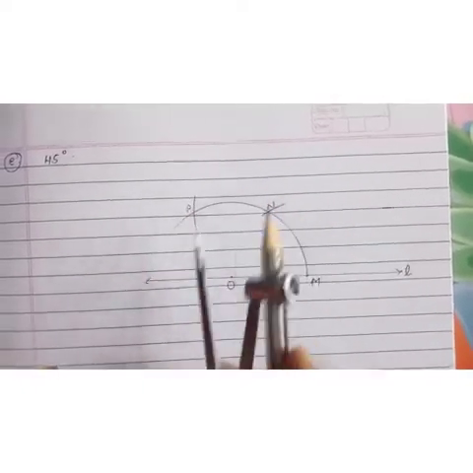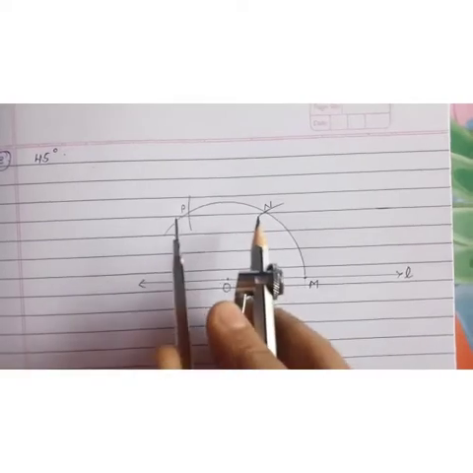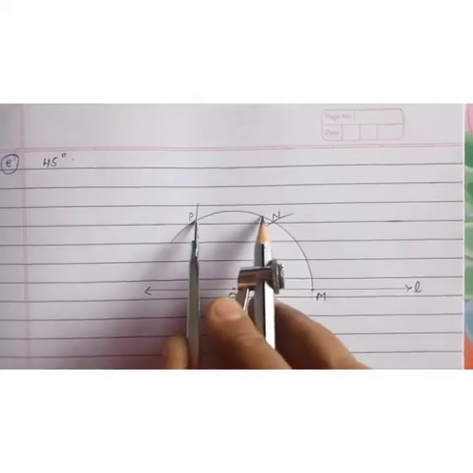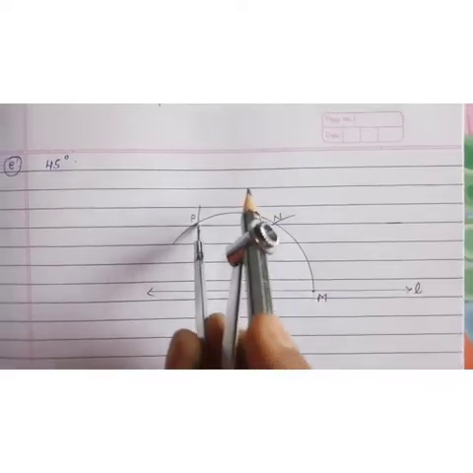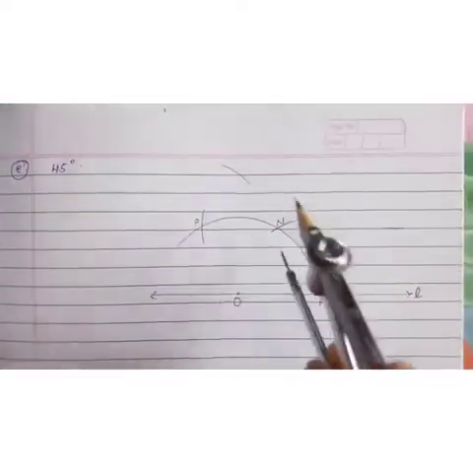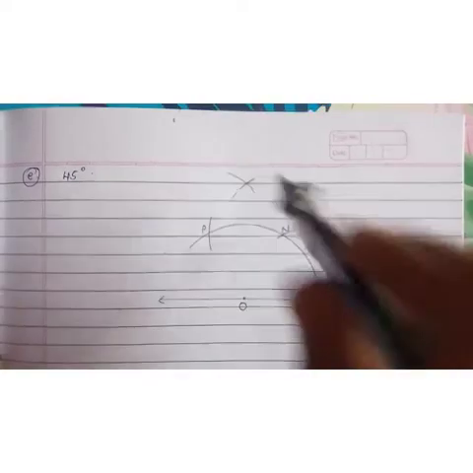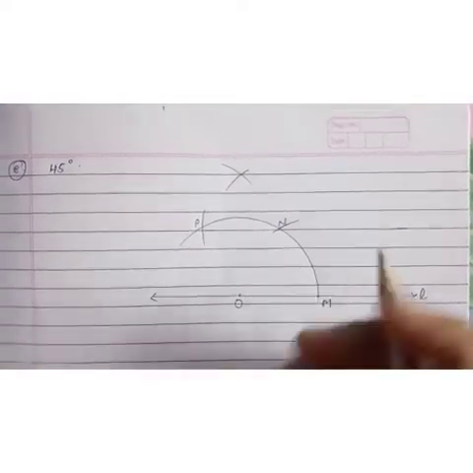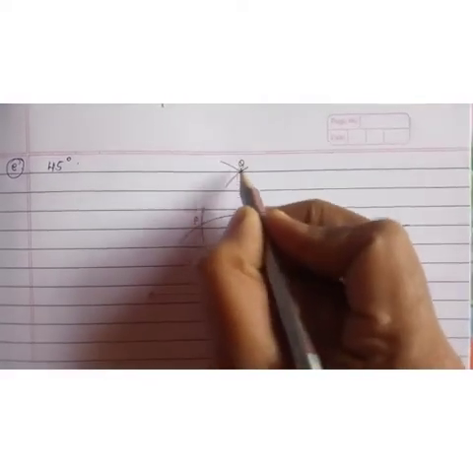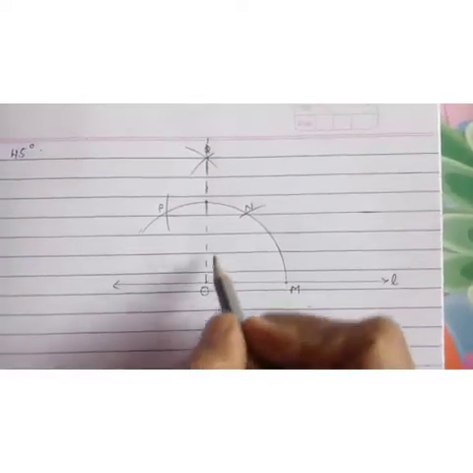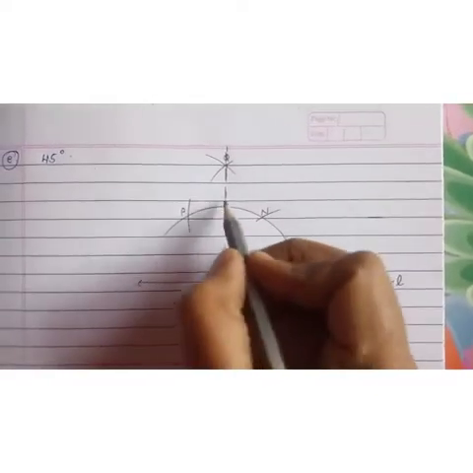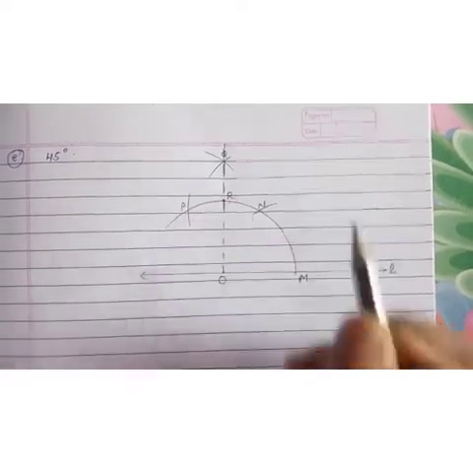So what I will do? With N and P as centers and radius more than half of NP, is it more than half of NP? Now draw an arc. With P as center, draw arc, and with N as center, draw arc. Mark it as Q. Now join OQ. So children, when you join, you get a 90 degrees angle. Mark this point as R.